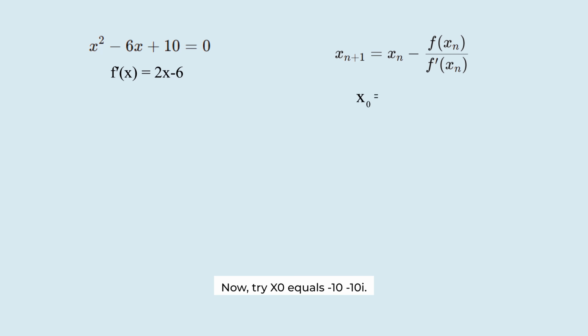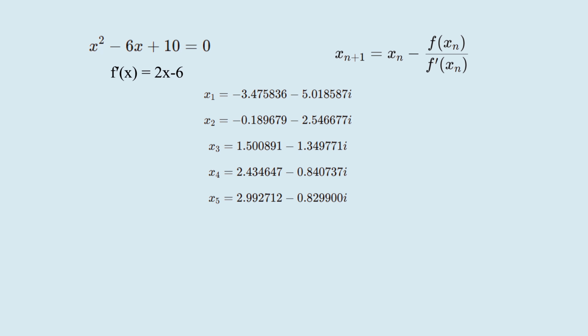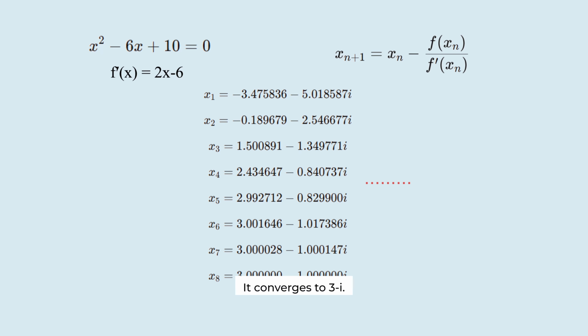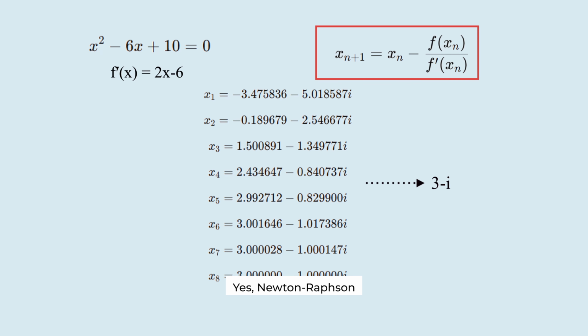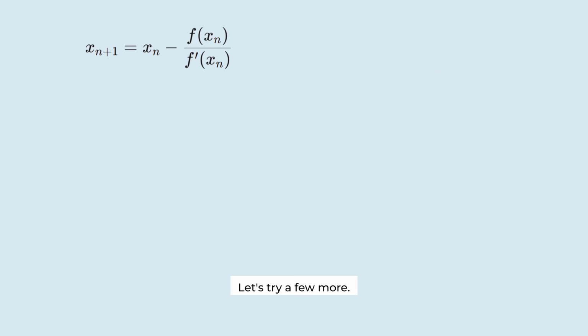Now try x0 equals minus 10 minus 10i. It converges to 3 minus i. Yes, Newton-Raphson isn't just for real roots. It works in the complex plane too. But its power doesn't stop there. Let's try a few more.